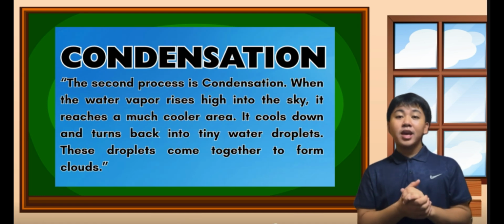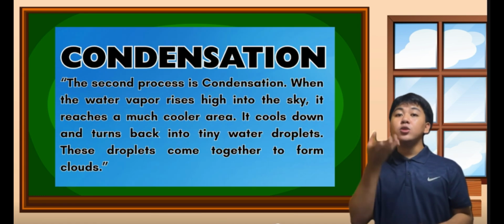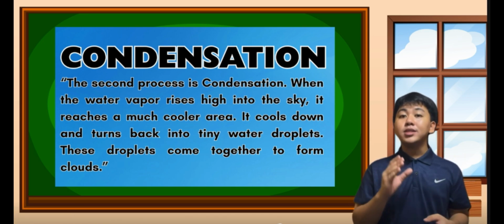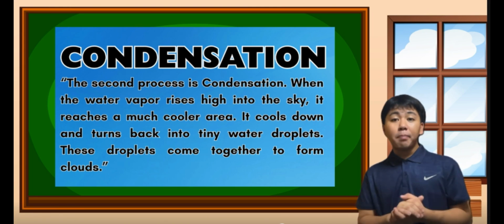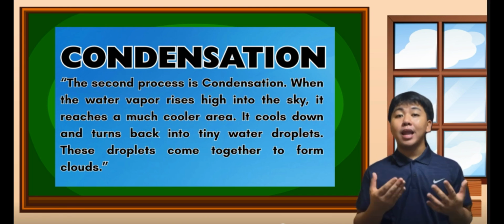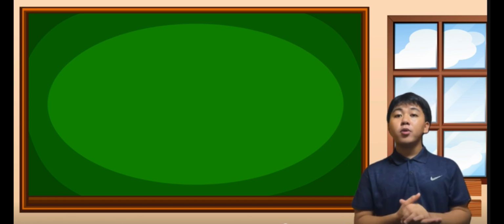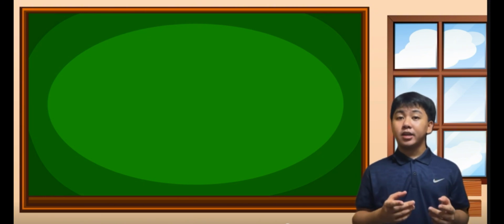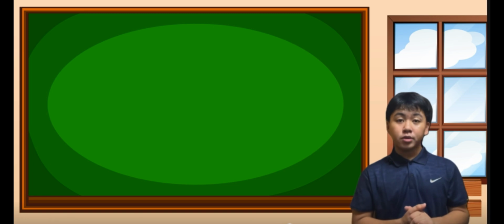The second process is condensation. When the water vapor rises high into the sky, it reaches a much cooler area. It cools down and turns back into tiny water droplets. These droplets come together to form clouds. Just like when you have a cold drink and droplets form on the outside of the glass, that is condensation happening. So condensation happens when water vapor cools down.